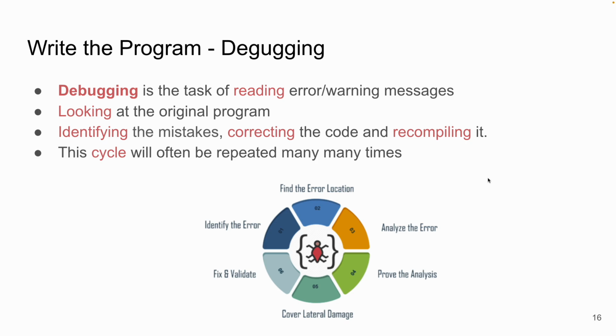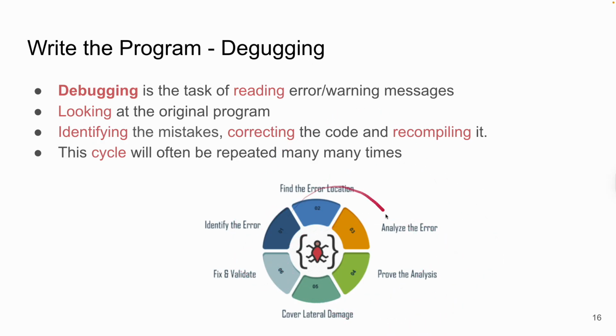Debugging is the process of reading error messages and, based on what you read, trying to revise your code. When reading the error message and the original program, all you need to do is search, try to identify where the mistake is, and try to identify how to solve it.